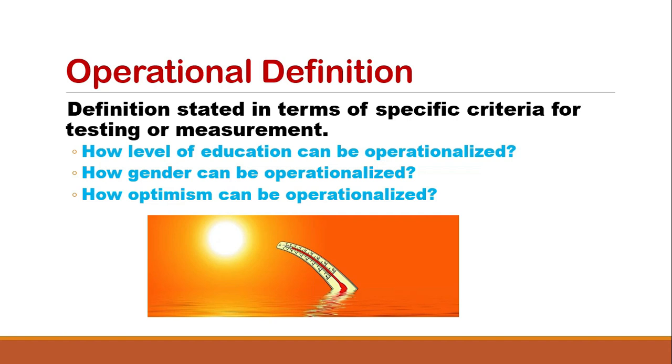An operational definition is a definition of a construct or a concept which is stated in terms of specific criteria for testing or measurement. It actually means how are we going to measure a specific construct? How will you measure level of education like matric, under matric, intermediate, graduate, postgraduate, MPhil, PhD, and so on. So, it is your time to think about how you will operationalize gender, and of course our last example is a bit more abstract concept, which we may need certain more parameters to operationalize.